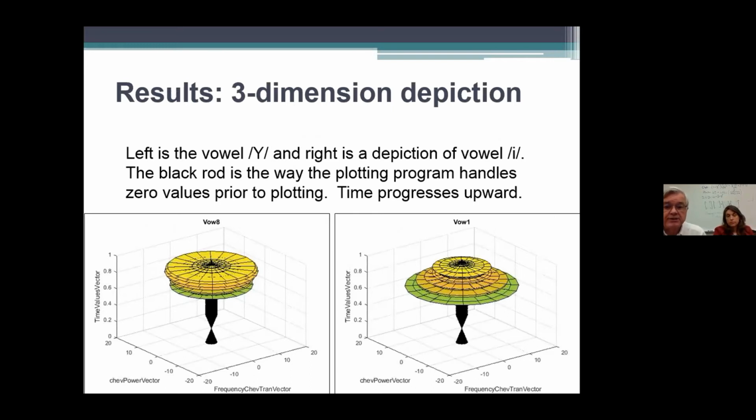This is, of course, a highly tentative experimental product, but we have the vowel number 8 on the IPA chart and number 1 on the right. The black rod on the bottom, and I can probably show you with the arrow, is the computer program dealing with 0. And so it creates that. But you notice the distinct shape, and of course we have time going in the upward direction. It has a distinct shape, and each vowel that we plotted, these happen to be from Dr. Ladefoged, each vowel has its own distinctive shape.